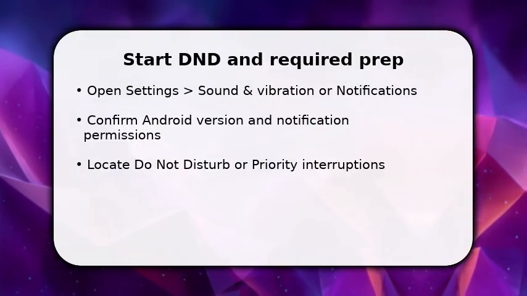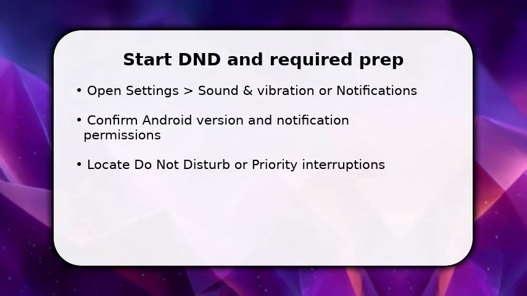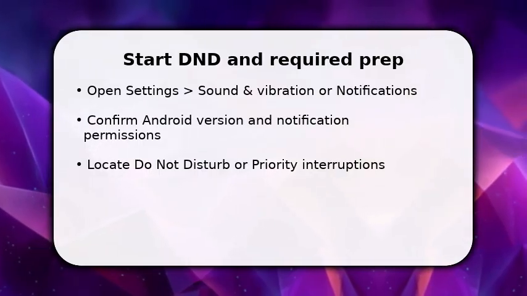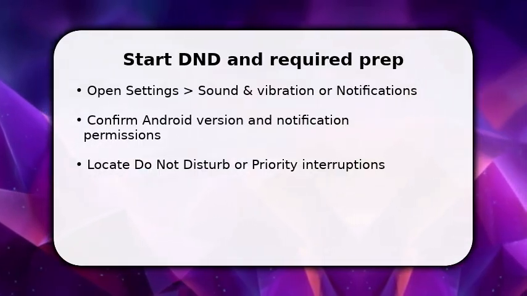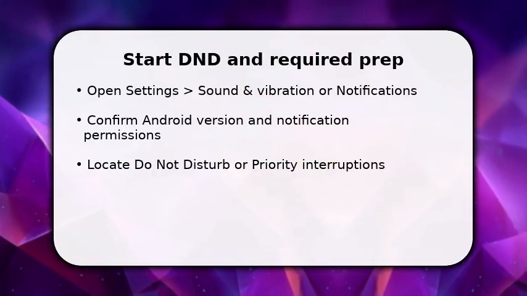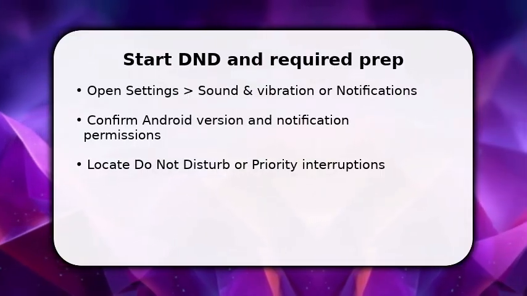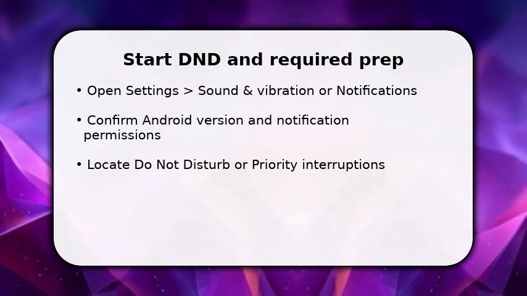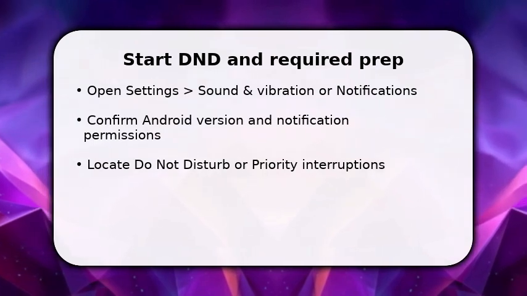Once you've found Do Not Disturb, tap it to view basic toggles. Enable the main switch now so you can configure exceptions. While doing that, note whether your phone uses schedules or rules. That determines the next steps, so prepare to adjust timing and allowed senders.